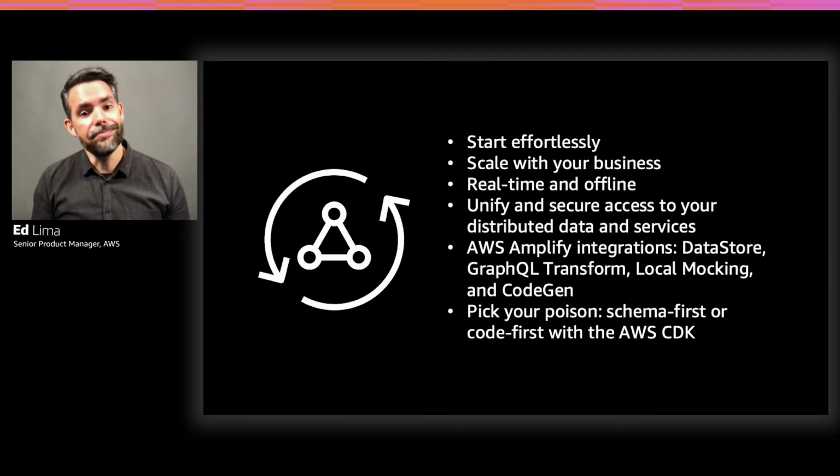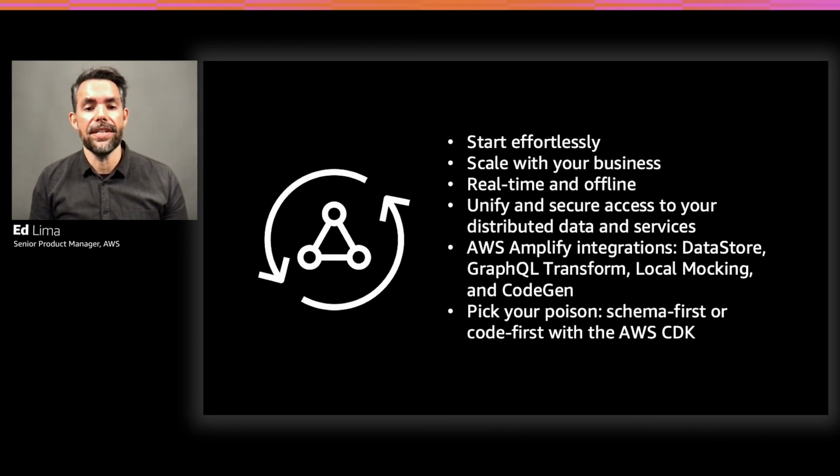So there you have it. I hope you are able to successfully explain how AppSync can help you in your next development project. With AppSync, you can start effortlessly with your GraphQL journey on AWS. It scales with your business, and you just pay for what you use. It provides powerful built-in real-time and offline capabilities, allowing you to unify and secure access to multiple data sources, APIs, and services. Amplify provides fantastic development tooling and integrations with AppSync with the Amplify data store and the GraphQL Transform.